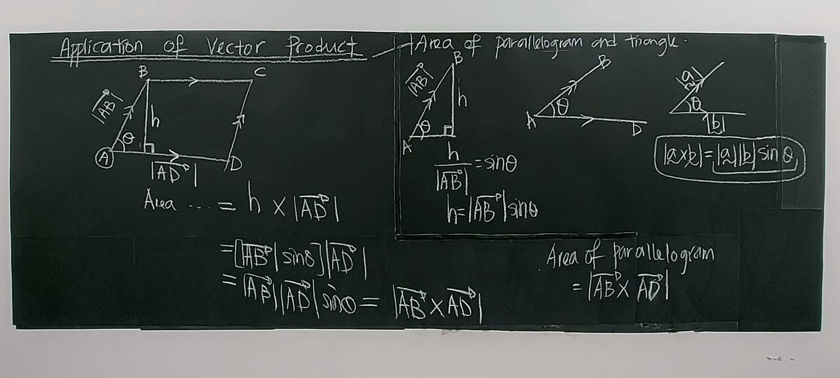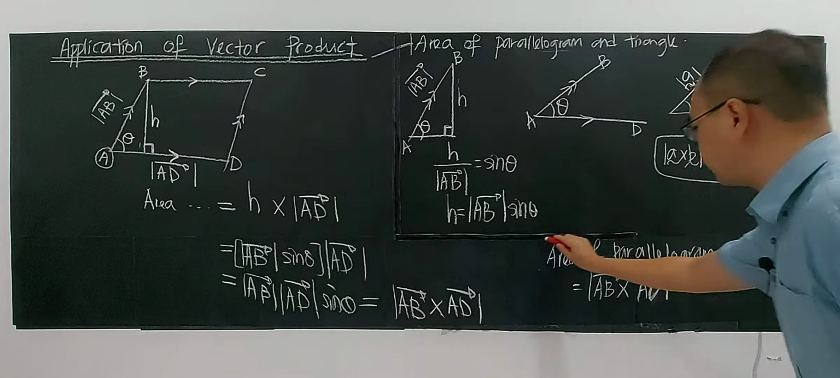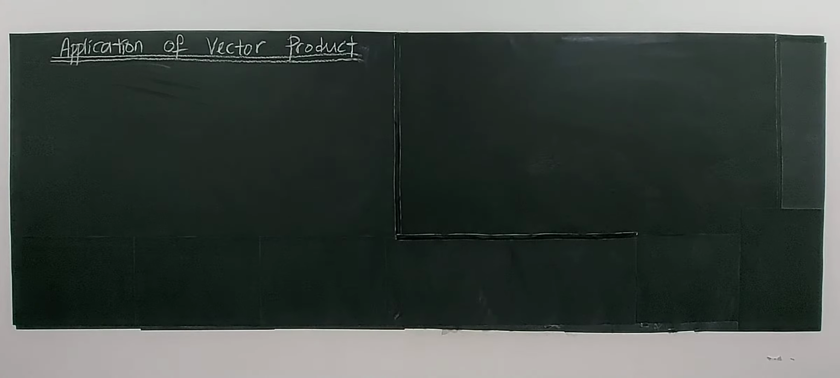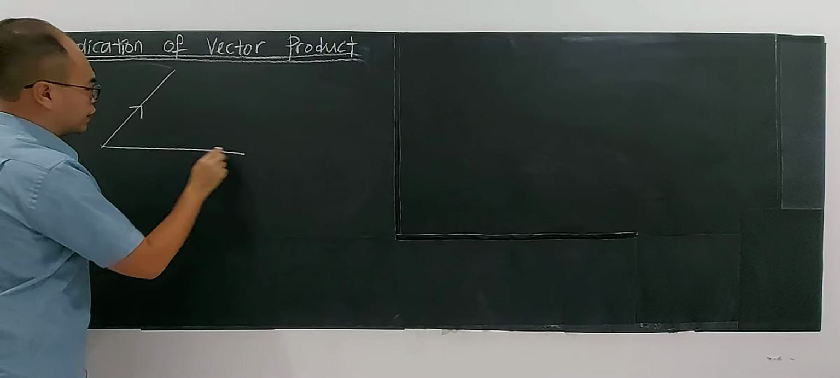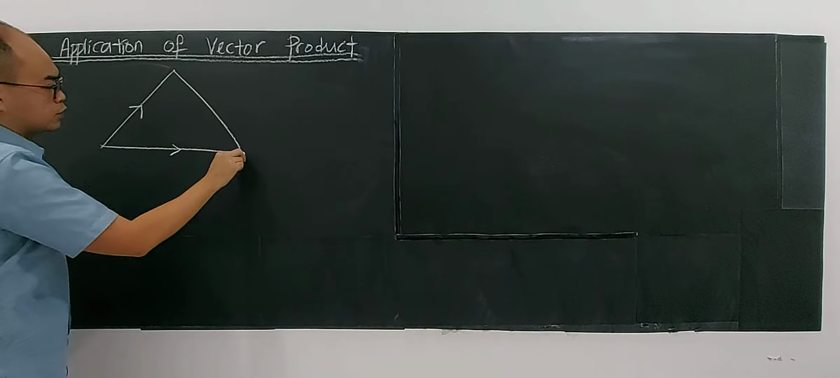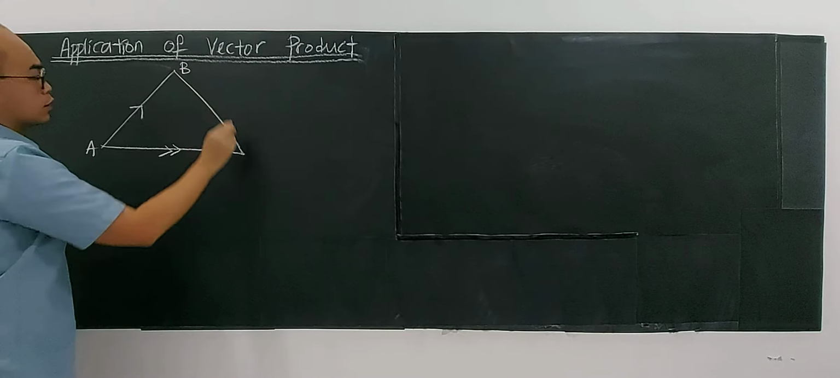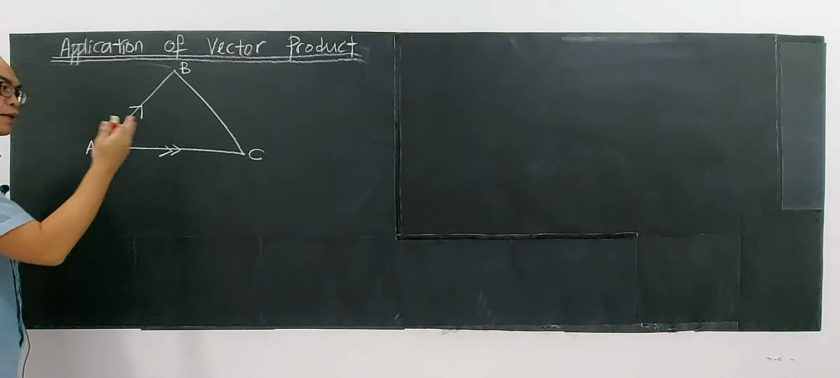All right, let's look at the triangle. So this is the formula for the parallelogram. Remember. Now let's look at the area of a triangle. It's almost the same. Let's say I have any triangle A, B, C. If you can understand the derivation for the parallelogram, you definitely can understand this.